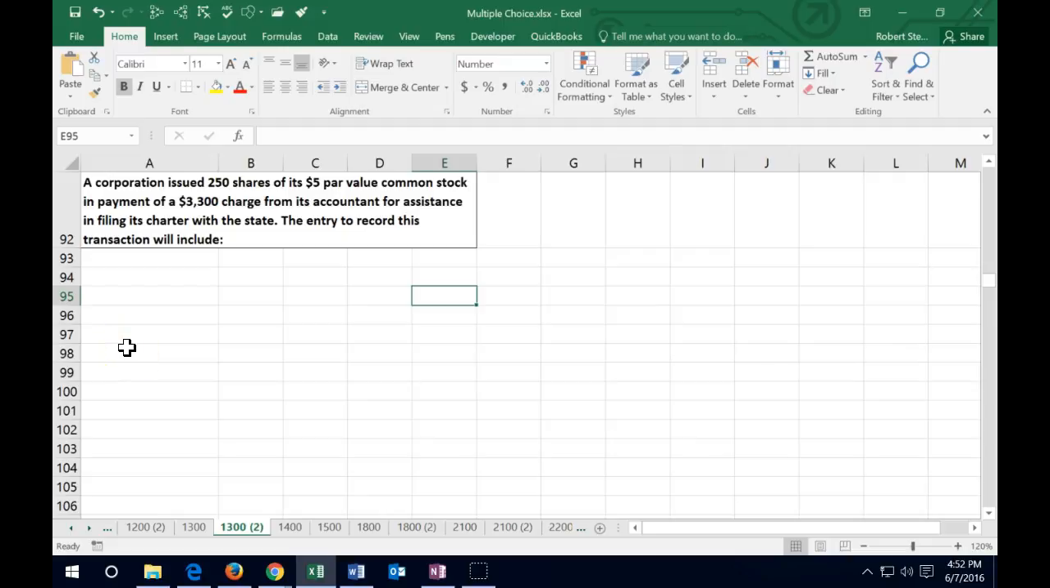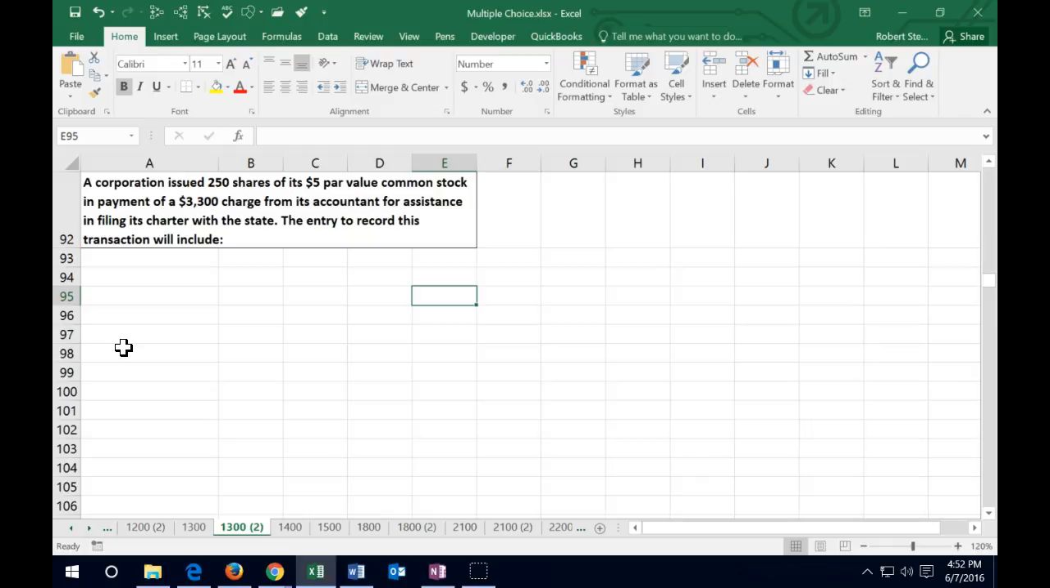Hello, in this lecture we're going to work some test type problems, smaller type problems that could fit into the format of multiple choice questions. We have here, a corporation issued 250 shares of its $5 par value common stock in payment of a $3,300 charge from its accountant for assistance in filing its charter with the state. The entry to record this transaction will be what?